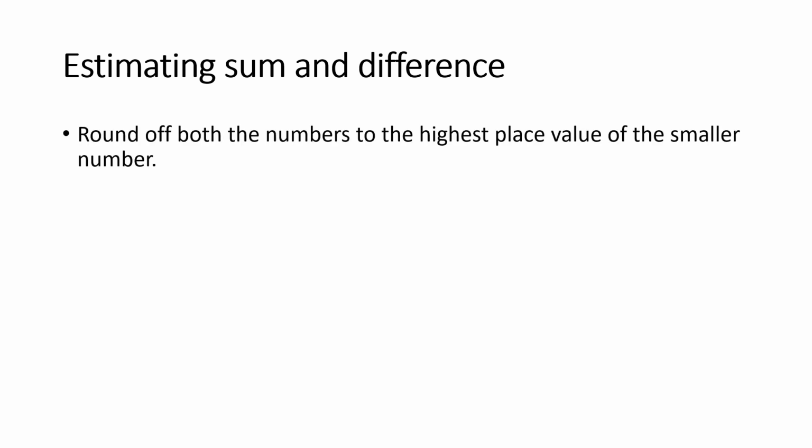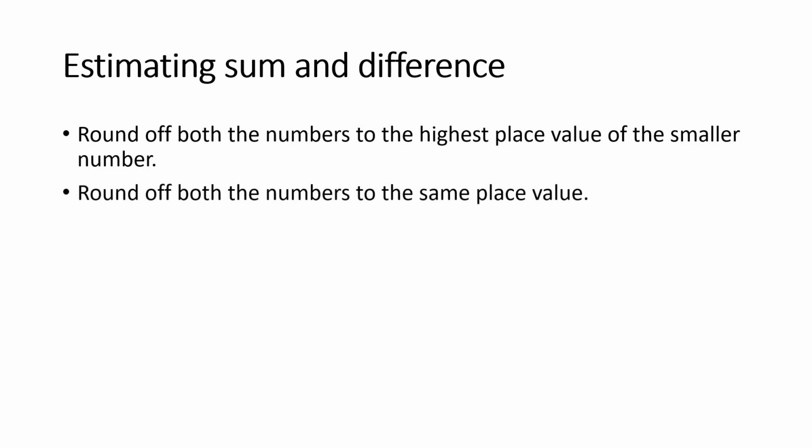Now estimating is very easy because we know rounding of large numbers. For estimating sum and difference, the first thing is to round off both numbers to the highest place value of the smaller number. Yes, we have to select which number is smaller among the two, and then see the highest place value of that smaller number. Then round off both the numbers to the same place value. It is very simple. Let us see how.